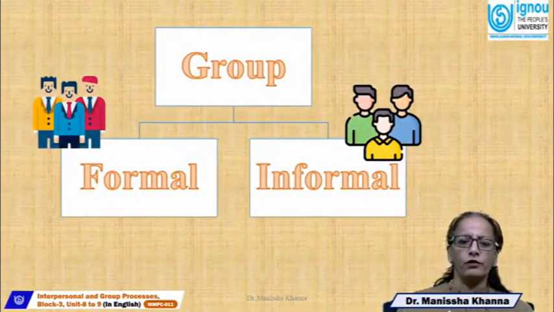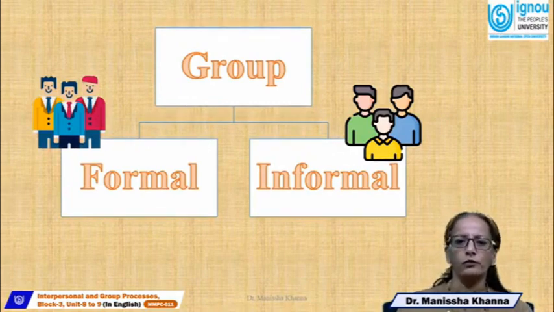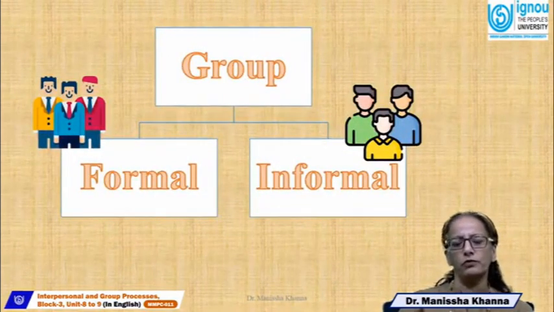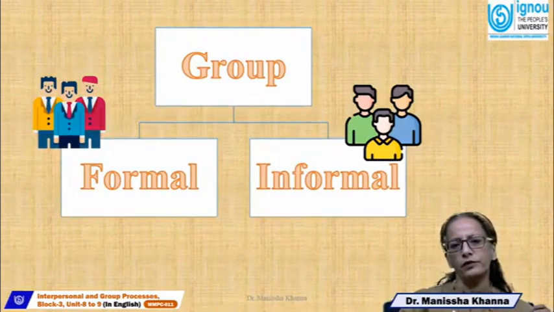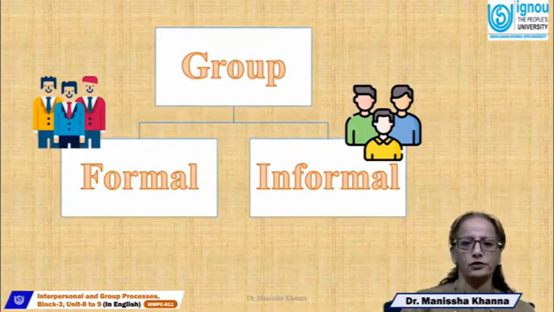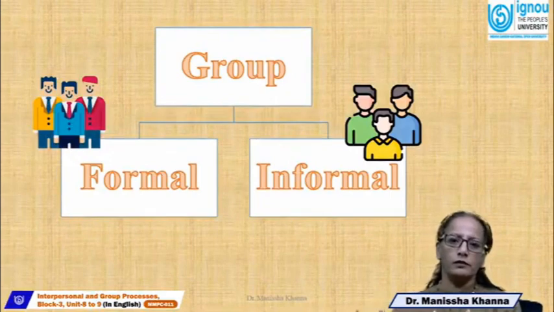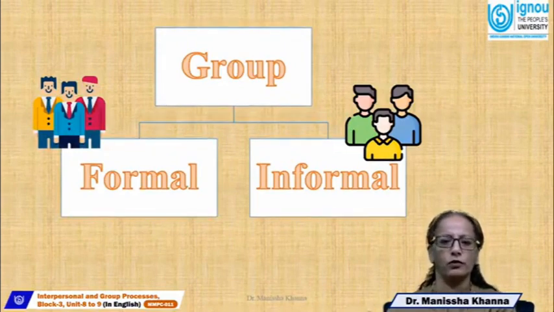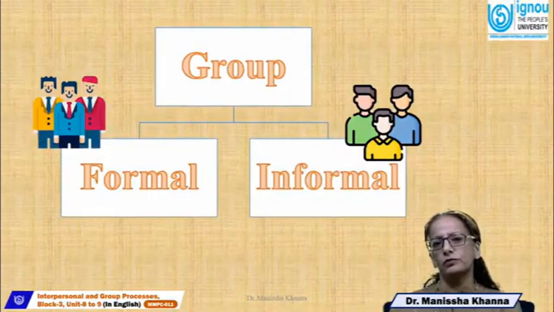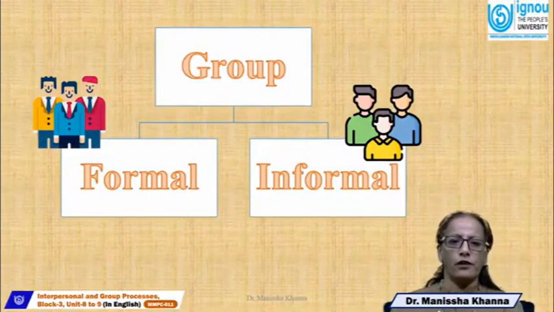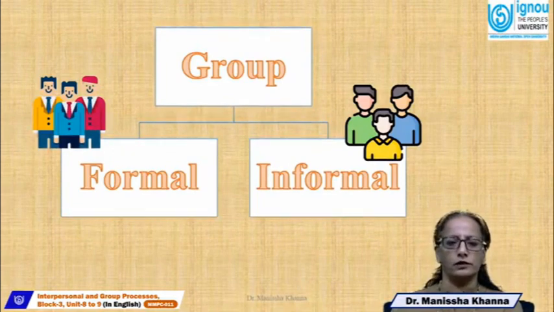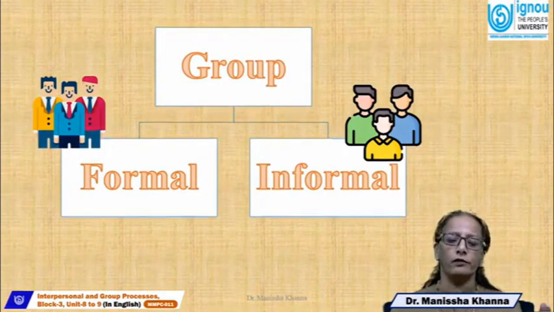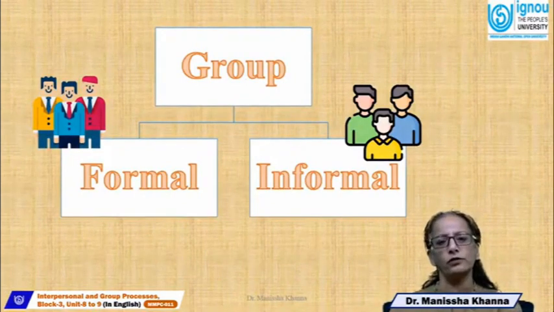A group can be formal or informal. Now, what is a formal group and what is an informal group? A formal group is created by two or more people in a formal setting, for example, a group of people at an organization. An informal group can exist within that formal group: two or three people who have a common interest like hobbies, which is not from an organizational context but a personal context.